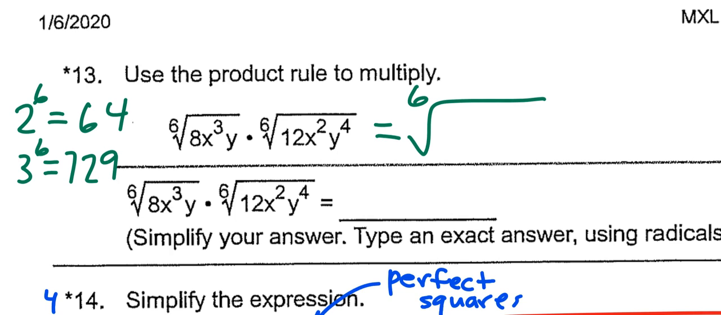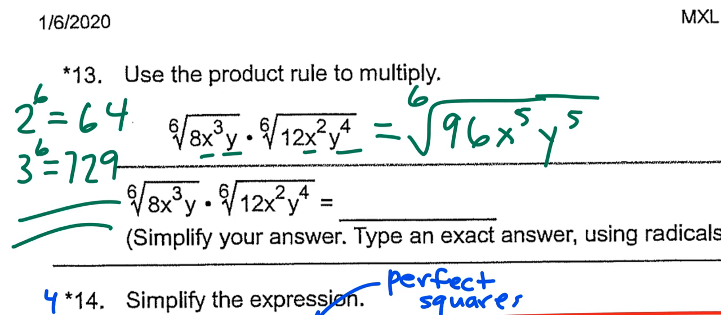Okay, what's 8 times 12? It's 96. How many x's are we dealing with? We got x cubed and x squared, x to the 5th. We got y to the 1st and y to the 4th. That makes y to the 5th. Do any of the perfect sixths listed here on the left side go into 96? No, so that part's already done.